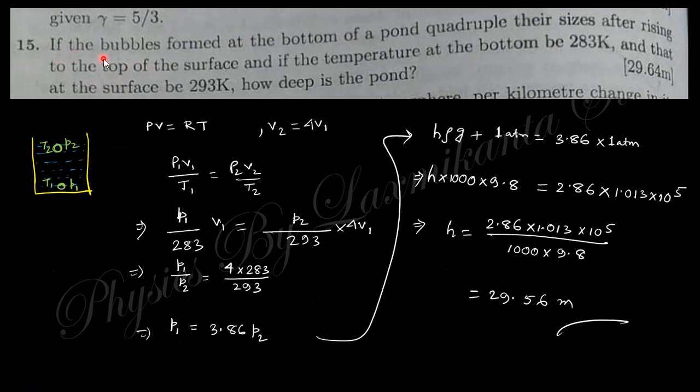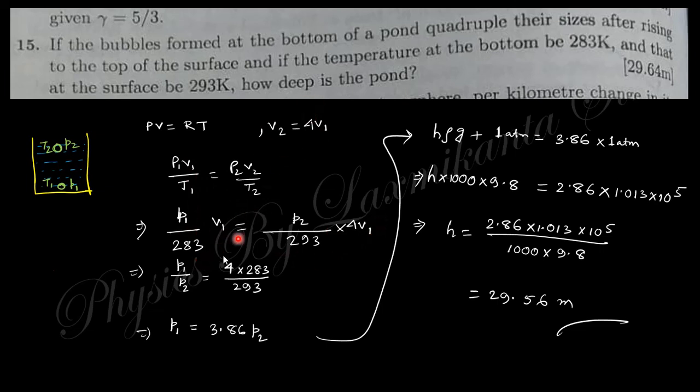The next question says, if a bubble formed at the bottom of a pond quadruples its size after rising to the top of the surface. That means when this is volume V1, here the volume will be quadruple, meaning 4 times. Dipole is 2 times, quadruple is 4 times, octupole is 8 times. So this volume here is 4 times compared to that one. From the relation PV equals nRT, you can see here PV by T equals constant. So P1 V1 by T1 equals P2 V2 by T2. You can see here V2 equals 4 V1.